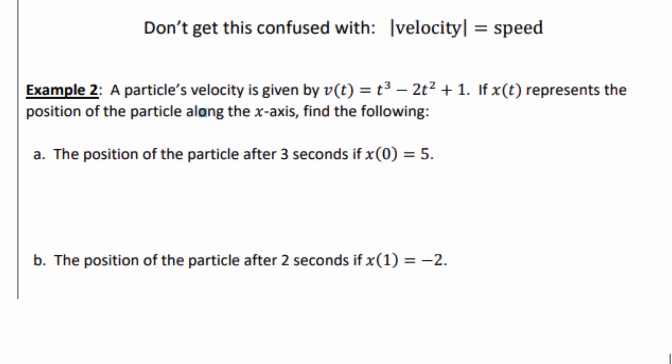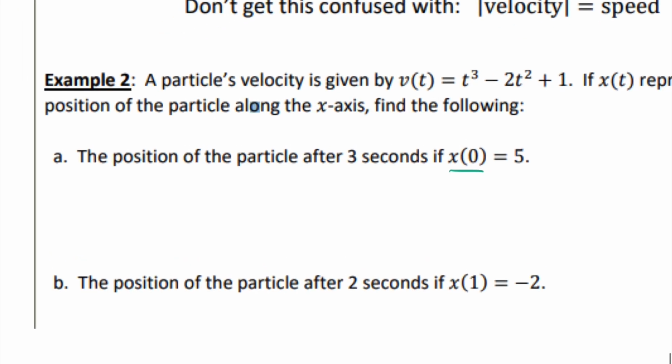All right, so a particle's velocity is given by v of t equals t cubed minus 2t squared plus 1. We want to know the position of the particle after 3 seconds, given that the initial position is x of 0 equals 5. So we want to start with the position of 5, because we're finding our new position. We are going to add to it the integral.